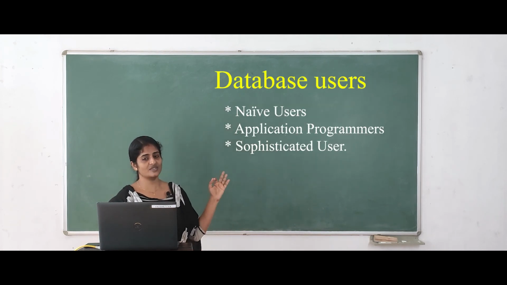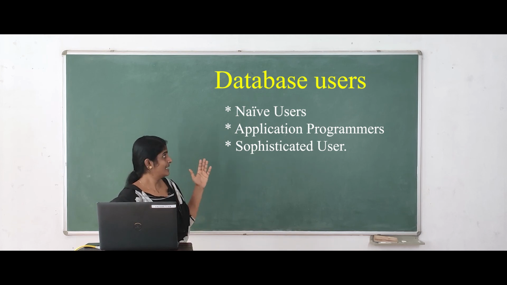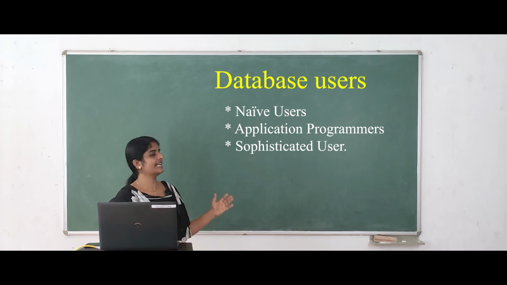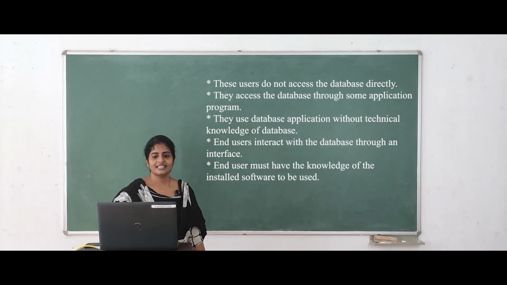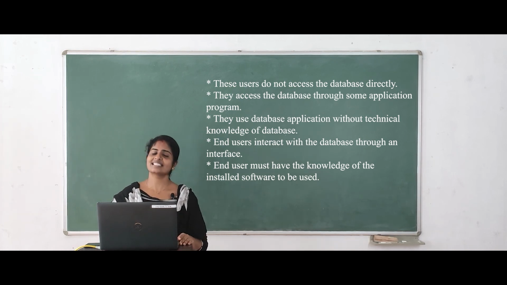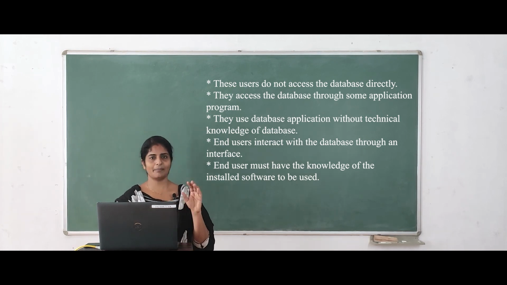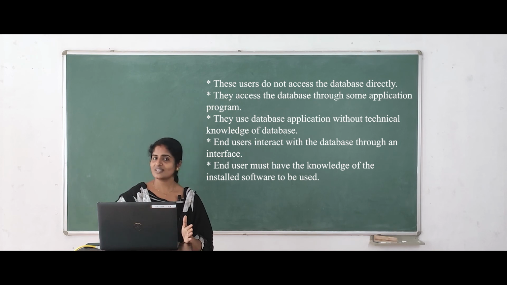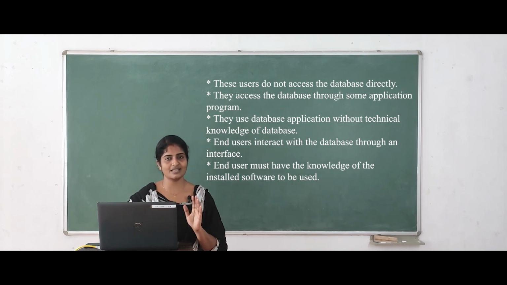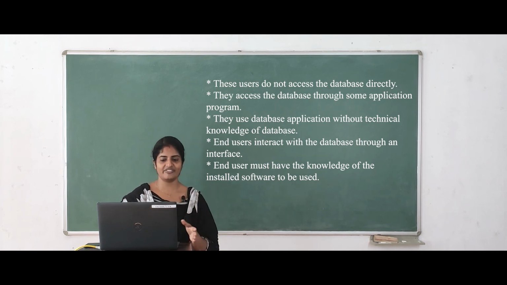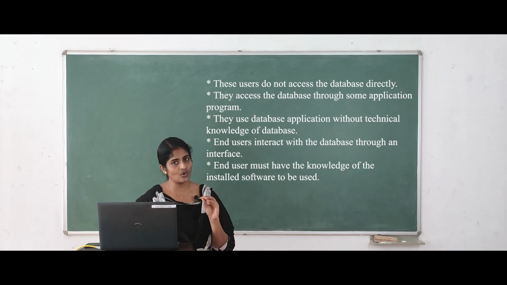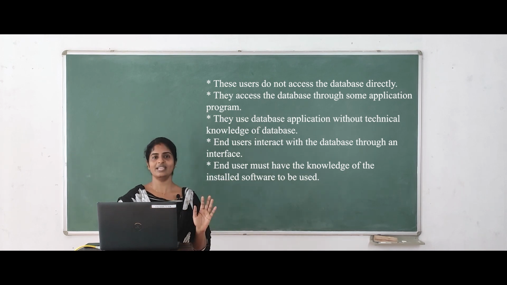The next topic is database users. There are three types of users: naive users, application programmers, and sophisticated users. Naive users do not access the database directly. They access the database through some application program. They use database applications without technical knowledge of the database. End users interact with the database through an interface, so they must have the software installed to be used.